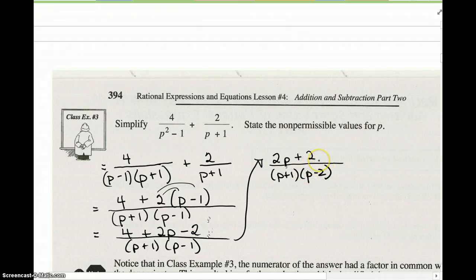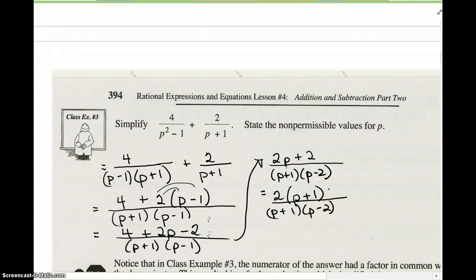And the only other thing that I've suggested to you or encouraged you to do in the past is making sure you simplify it as far as possible. So if you notice, that first numerator has to have a 2 pulled out to simplify it. So there's what I've got. I've got a p plus 1 and a p minus 2.